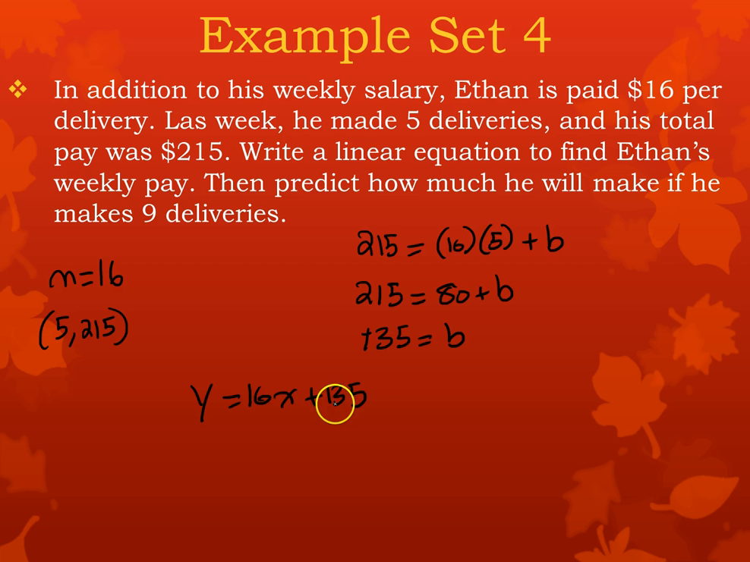This is implying that his weekly salary is $135, and he gets paid extra based off how many deliveries he's going to make. Well, I want to know how much he makes if he makes 9 deliveries. So y equals 16 times 9 plus 135. And when I multiply 16 by 9 and add it to the 135, we're going to get 279 for our final answer.